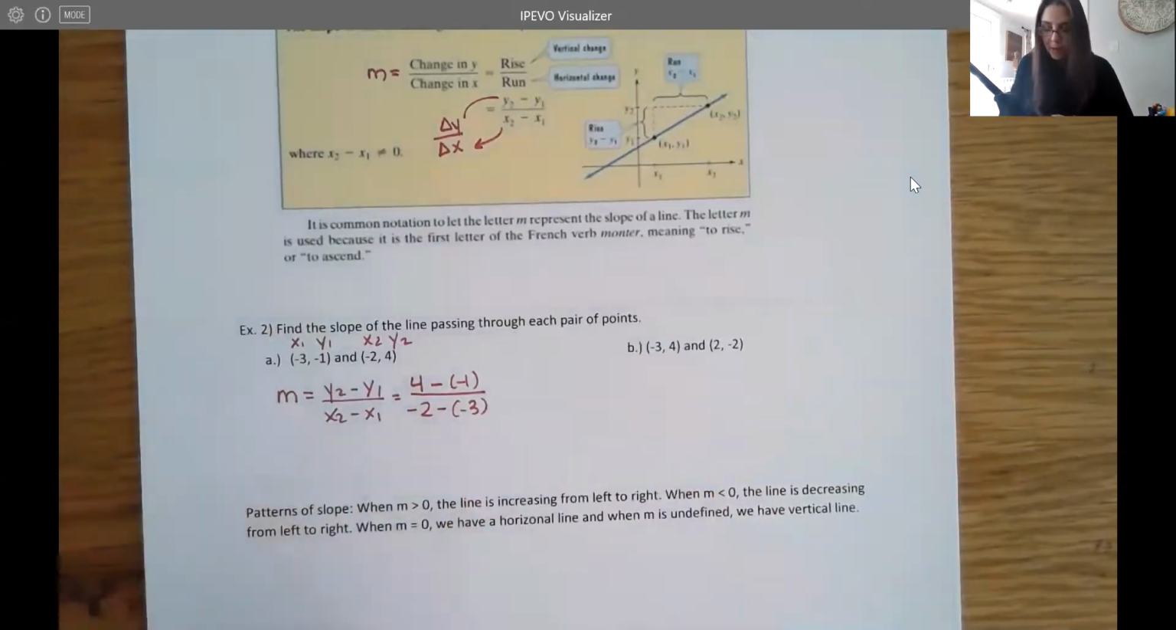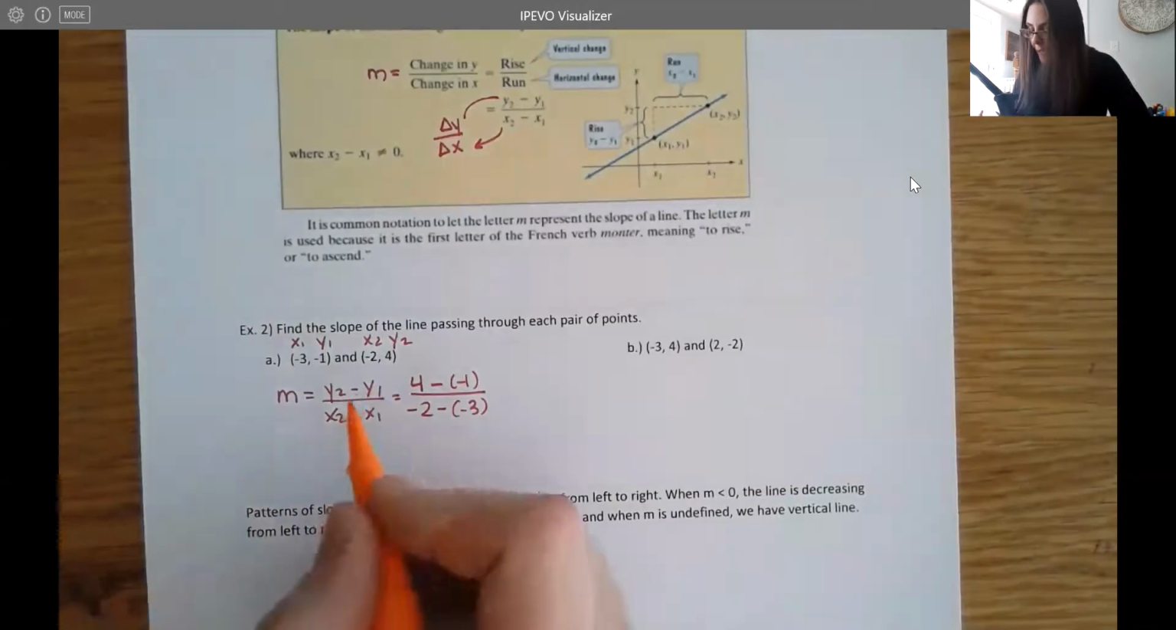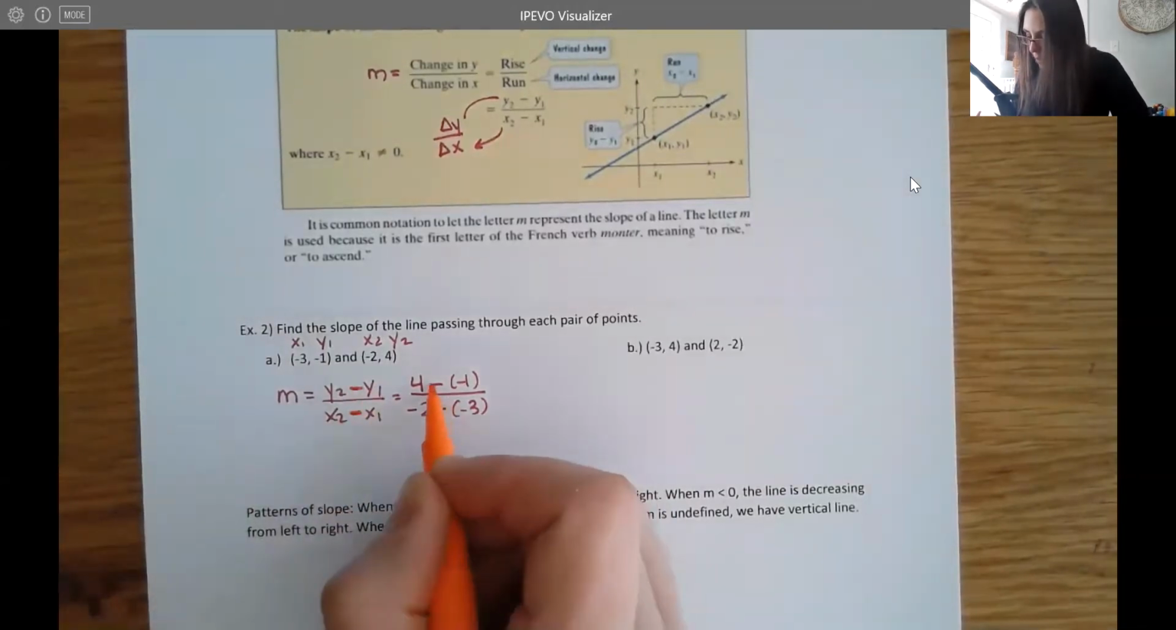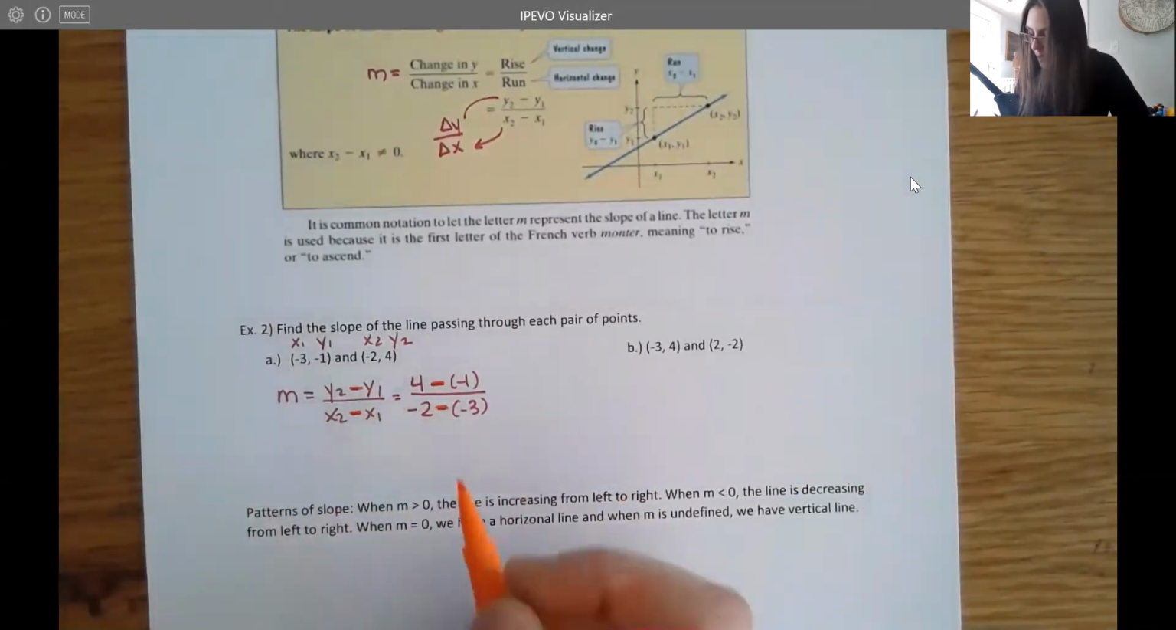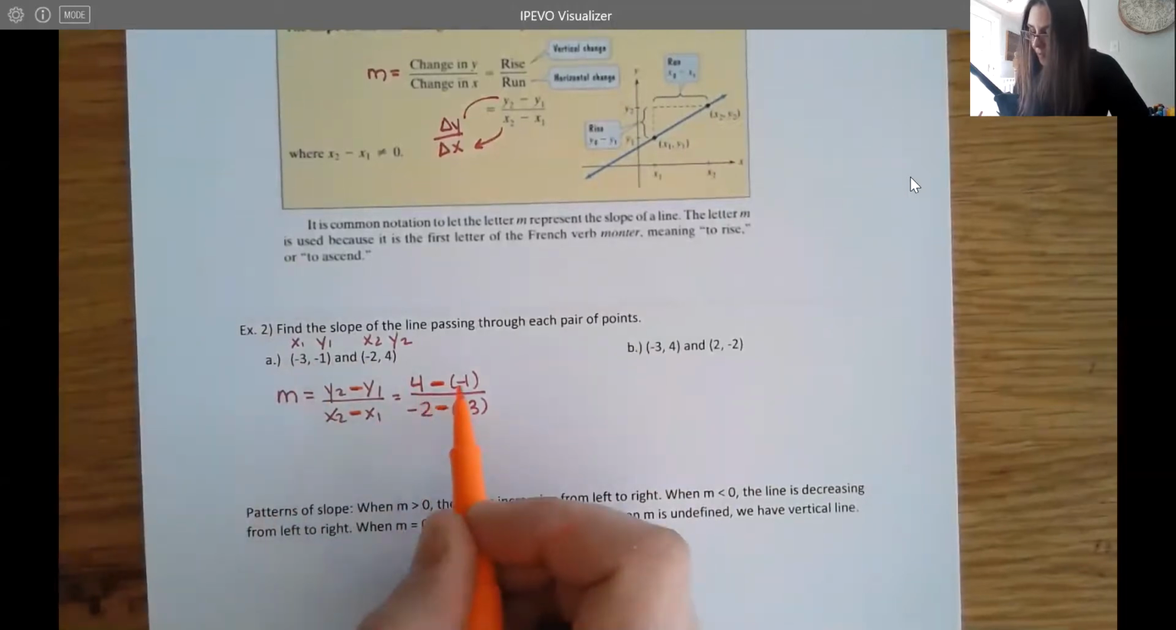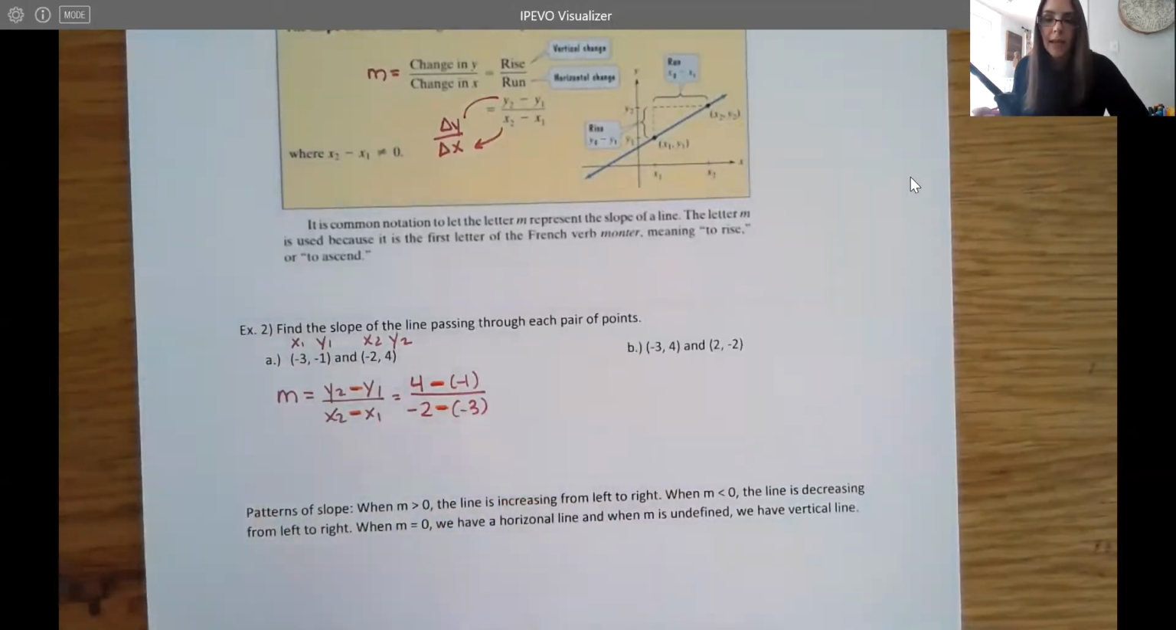You do want to be careful. This formula has subtraction signs in it. So you have a subtraction sign here and here, and then we just happen to have 3 values that are negative. A lot of times students make mistakes on the negatives, so just be careful.